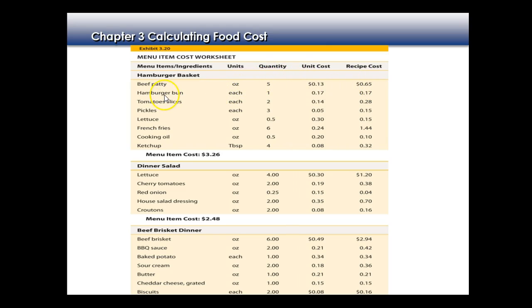Then your hamburger bun, whatever size package, break it into one, 17 cents. Tomato slices, 14 cents each. And down here, you're adding in your fries, the cooking oil, the ketchup, how your salad's broken down. And once again, your beef brisket, the sauce, the baked potato with it. And down here you can't see, I'm sorry, but it's the same one that's in your book. It even throws in half of this dinner salad as the recipe.